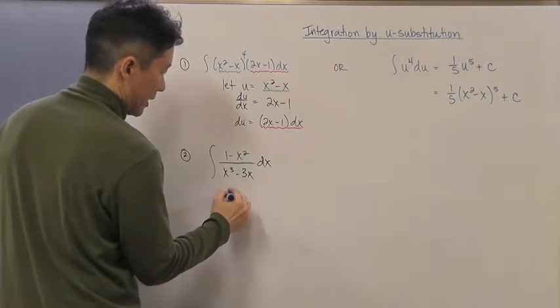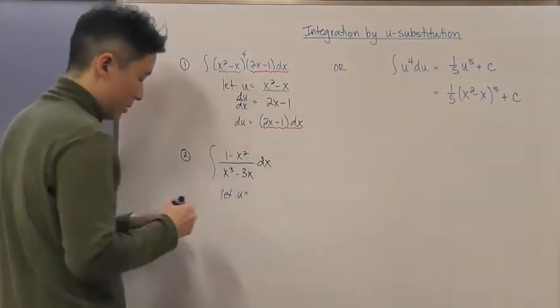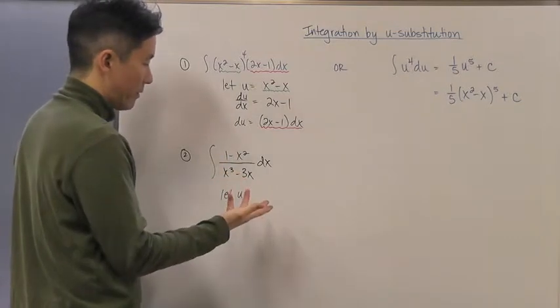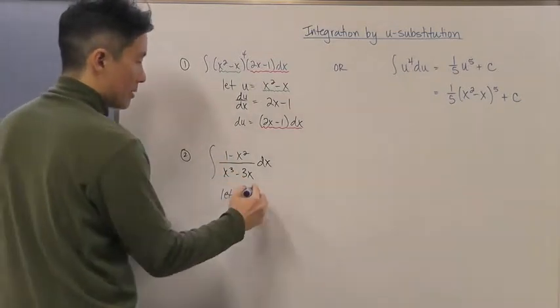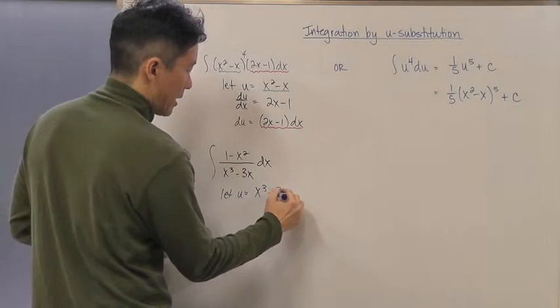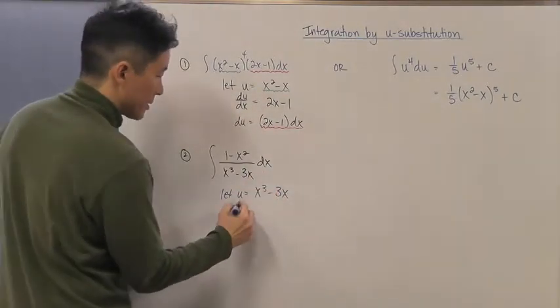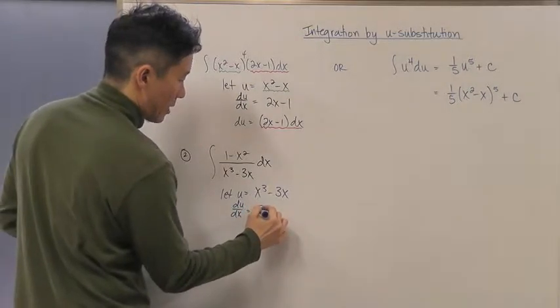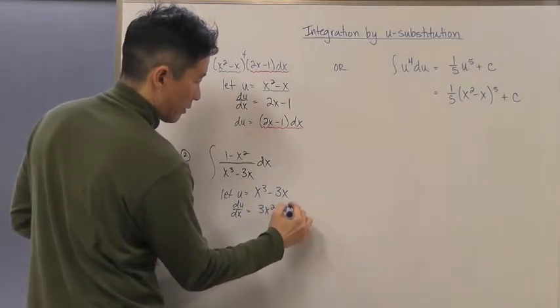So let's go ahead and say let u be equal to, now I can't let it be 1 minus x squared because there's no derivative there. But if I was to let it be equal to x cubed minus 3x, watch what happens. d of u over d of x is now going to be equal to 3x squared minus 3.